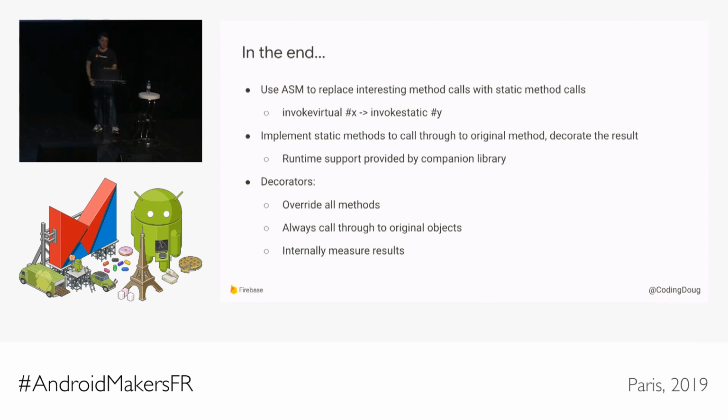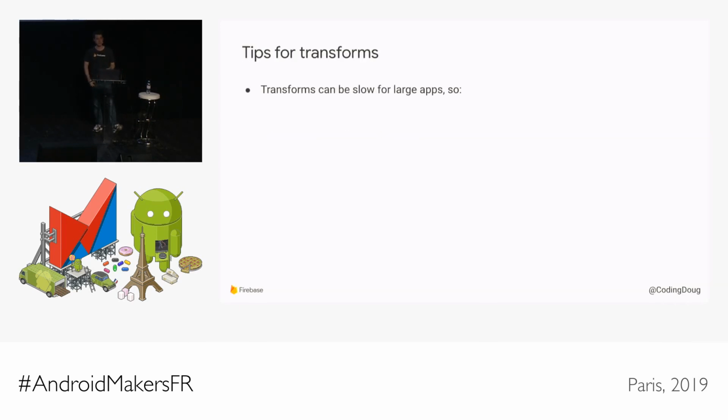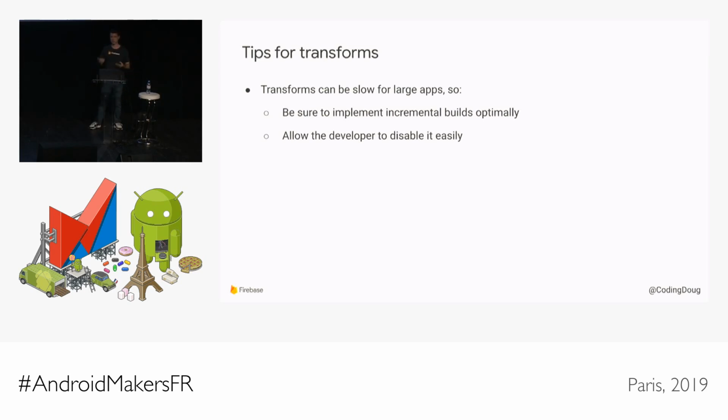Now, if you are writing a transform, I have a few tips for you. Transforms can be slow for large apps. They have to touch every single class file in the system. When you write a transform, you don't have an option of not processing a class file. You have to process it. Minimally, you have to copy it into the destination folder. So be careful. They can be slow. Be sure to implement incremental builds optimally. This is important for transforms. And also allow the developer to disable it if you don't want it on all the time. So for debug builds, you probably don't need to do bytecode manipulation. So in that case, allow the developer to switch it off.